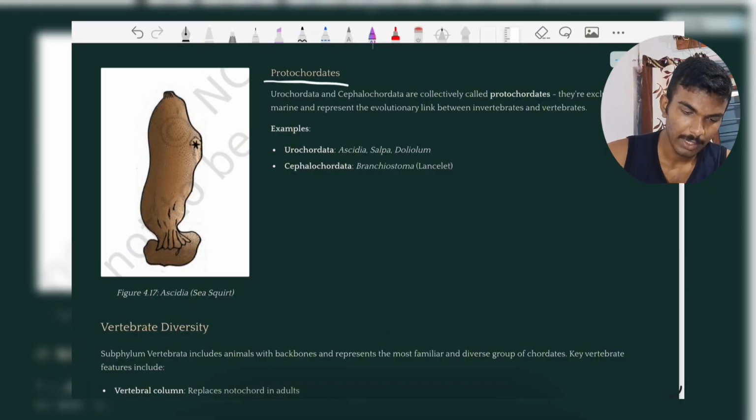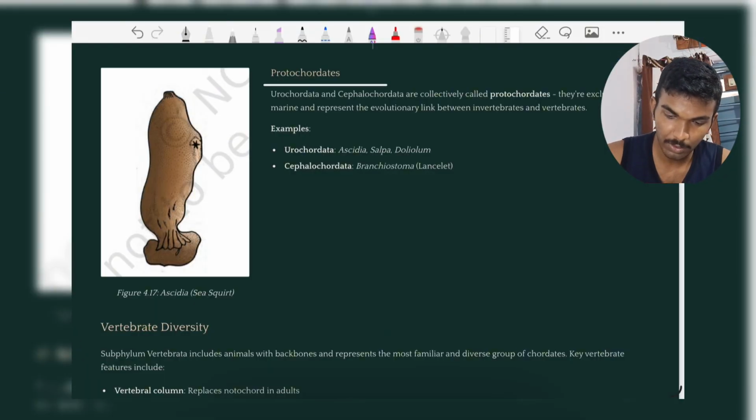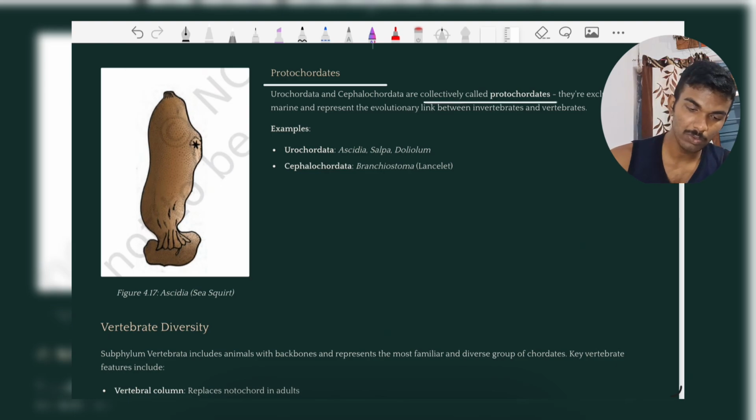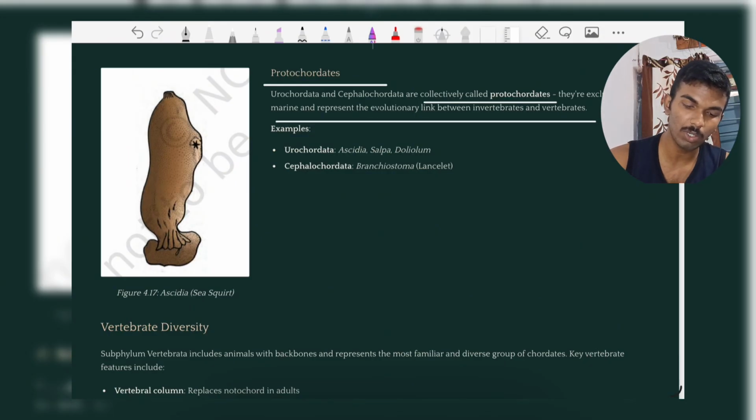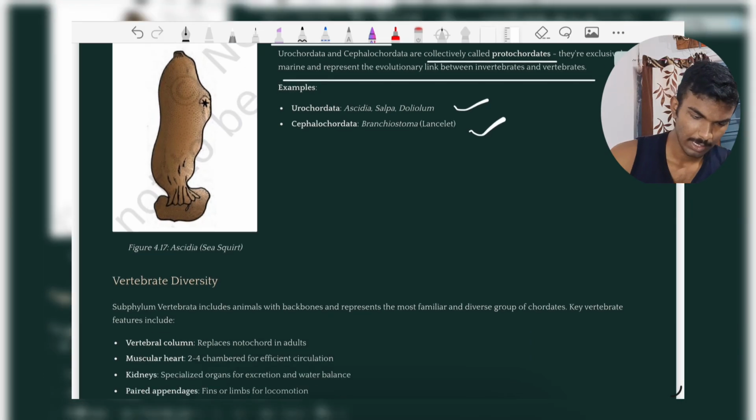Protochordates. Urochordata and Cephalochordata are collectively called protochordates. They are exclusively marine and represent the evolutionary link between invertebrates and vertebrates. Examples: Urochordata, Ascidia, Salpa, Doliolum. Cephalochordata, Branchiostoma, Lancelet.